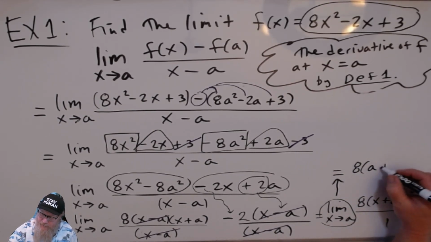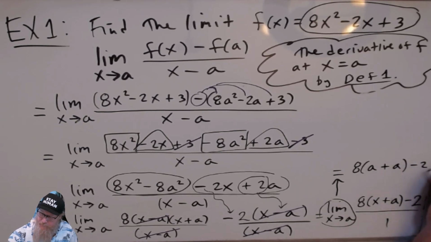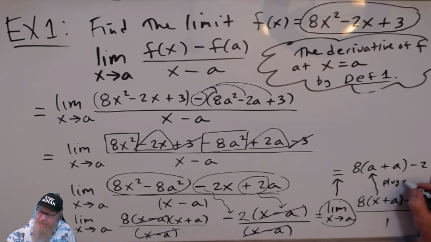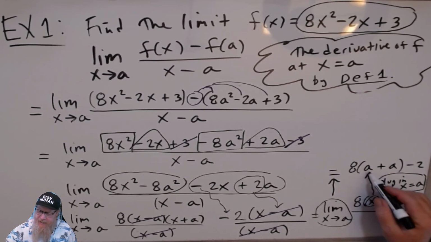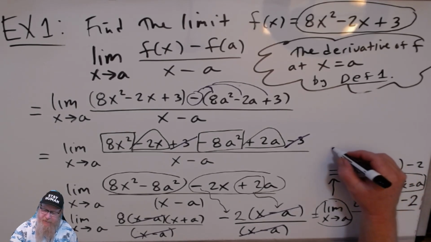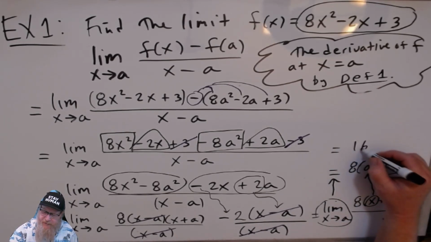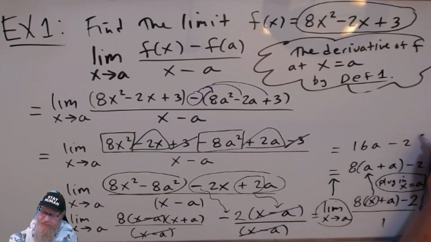a. Plug in a. x equals a. Right, so the x becomes a. So that's going to be 16a minus 2, and that is our final answer.